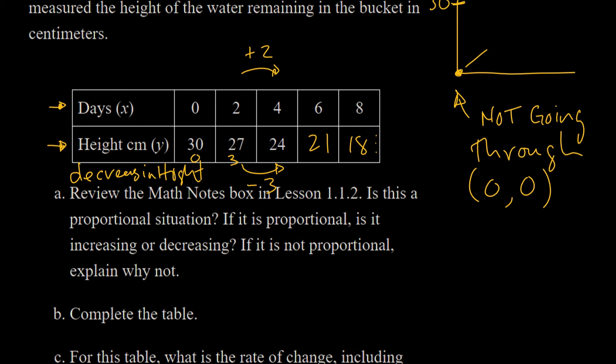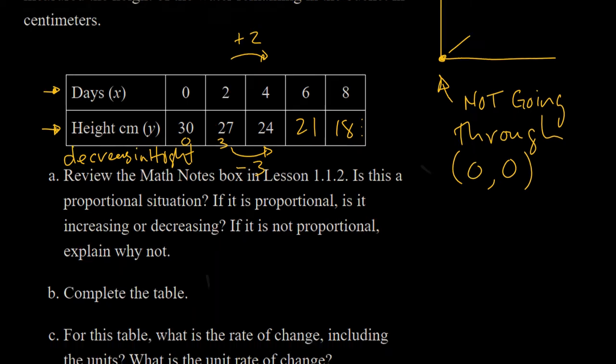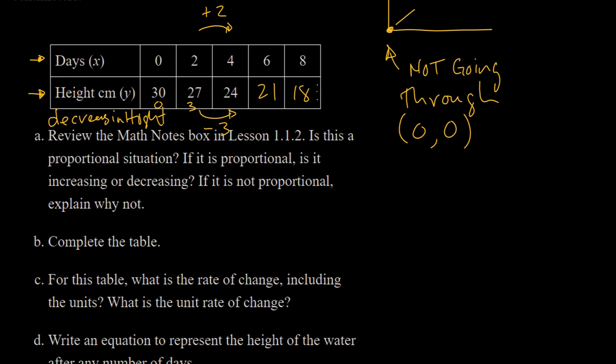For this table, what is the rate of change? Include the units. I completed the table up above. The rate of change is minus 3 centimeters of water height per 2 days. That's the rate. It goes down by 3 centimeters for every 2 days that goes by.